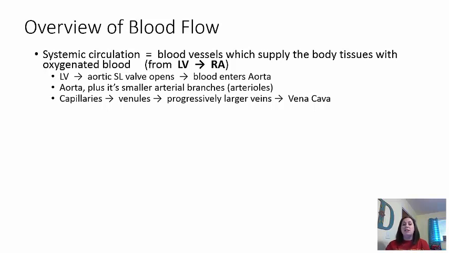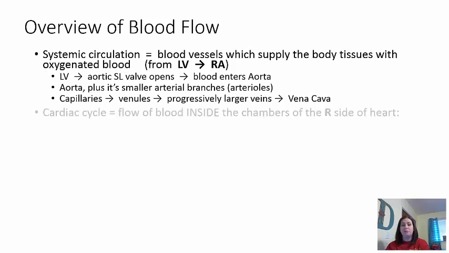The aorta plus its smaller arterial branches, which we call arterioles, are going to distribute the blood to the rest of the body. They eventually are going to get into smaller vessels that we call capillaries, and then they're going to go into venules, which just become veins. Veins are going to return the blood to the heart. Now, more specifically, the main vein that returns blood to the heart is known as the vena cava.